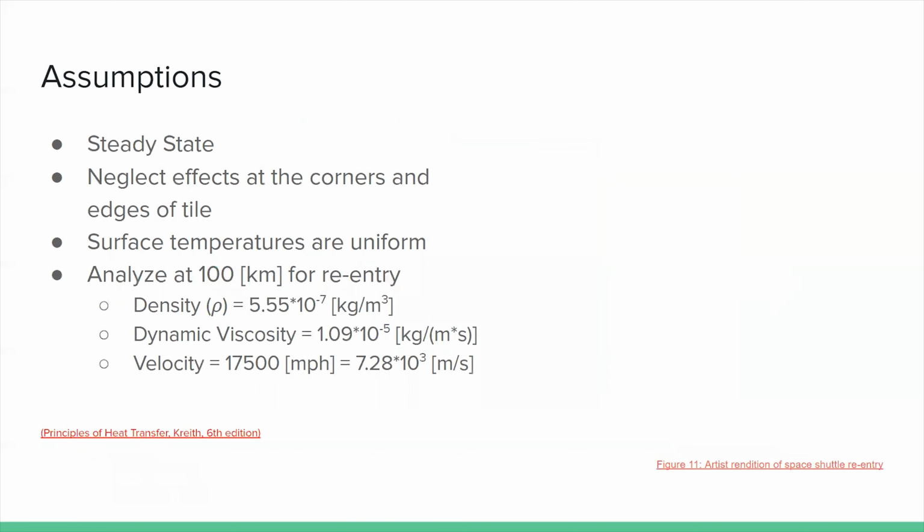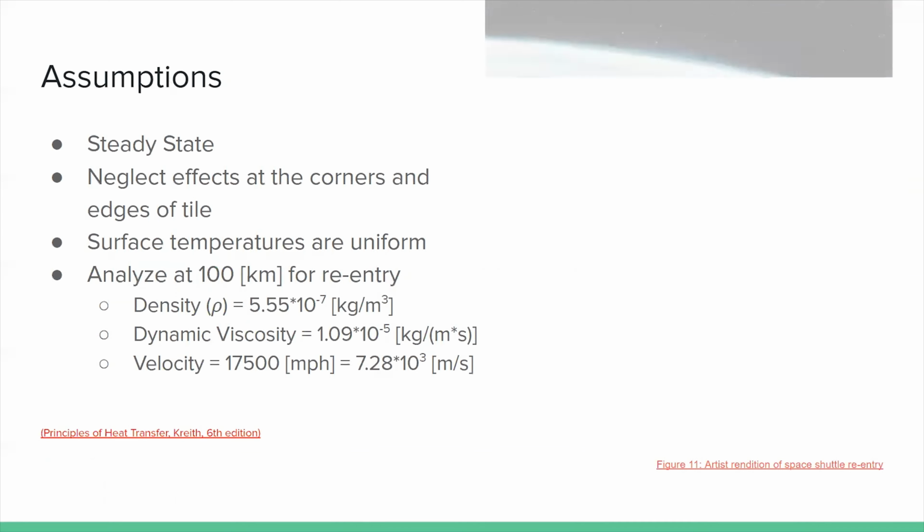To simplify our calculations, some assumptions need to be made. Those assumptions are that this would be analyzed at steady state, the changes in heat transfer from corners and edges would be neglected, which means we're assuming the tile is of infinite area, the surface temperature is uniform, and the altitude used for analysis would be set at 100 kilometers. On screen, you can see the values of density, dynamic viscosity, and airspeed using the 1976 US Standard Atmosphere model at 100 kilometers.